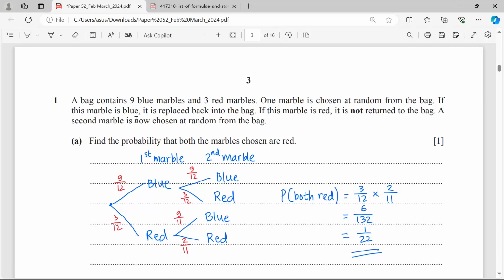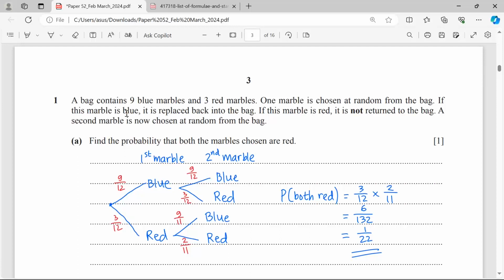The total number of marbles that we have is 12, and we have 9 blue and 3 red. So that means the probability of getting a blue marble is 9 over 12 here, and the probability of getting a red marble is 3 over 12. Now, a second marble is chosen. For the second marble, there are also two possibilities, blue and red.